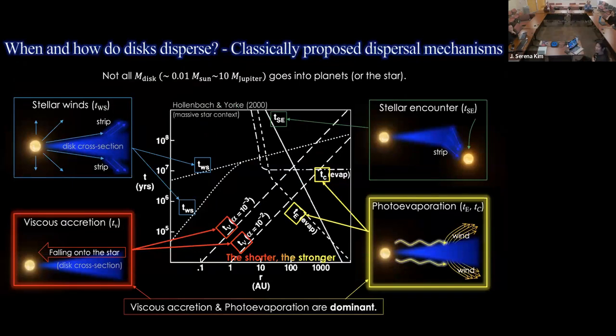And on the theory side, many disk dispersal processes have been proposed, as not all disk mass goes into the planet, of course. So for example, stellar winds, stellar encounters, viscous accretion, and photoevaporation have been proposed classically. And as this figure shows, viscous accretion and photoevaporation have the shortest dispersal time. So they are thought to be the most important dispersal mechanisms until early 2000s.